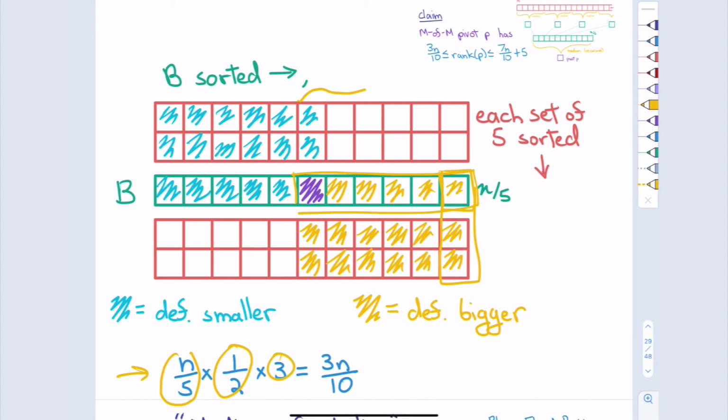That it's less than or equal to, assuming it's a multiple of 5. If it's not a multiple of 5, you get plus or minus a little bit. Okay? And same with the other side. It's going to be at least 3n over 10.